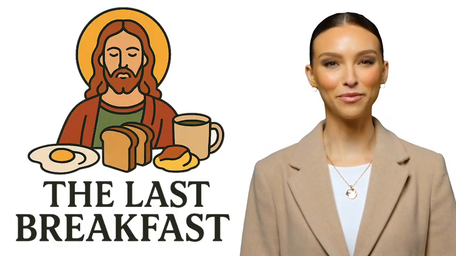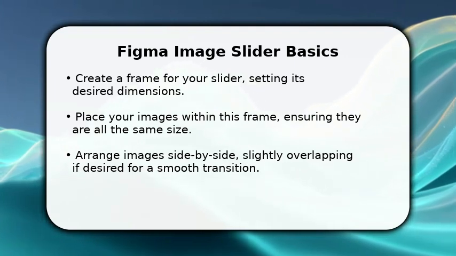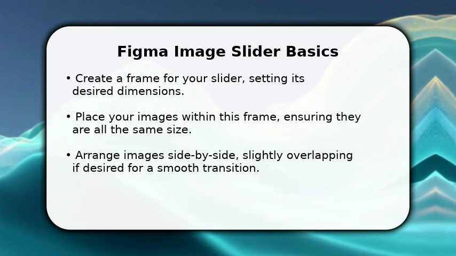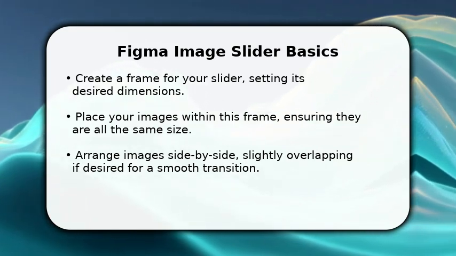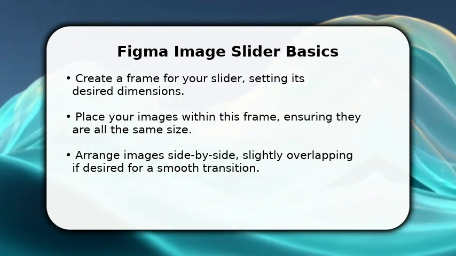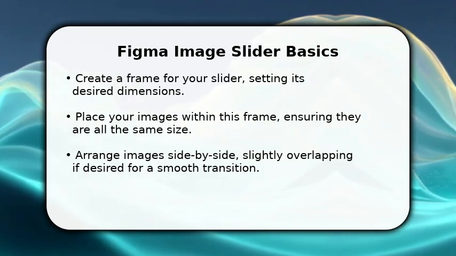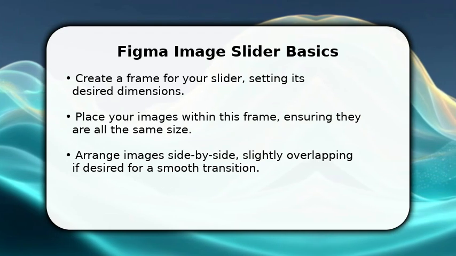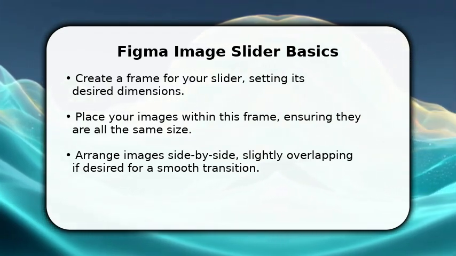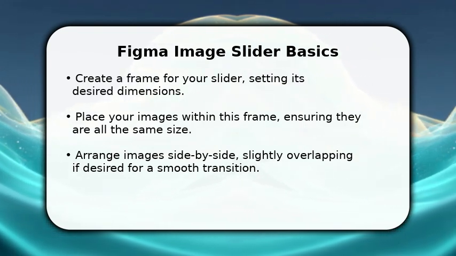Please enjoy the video. In this video, I will show you how to make an image slider in Figma. First, begin by creating a new frame in Figma, which will serve as the container for your slider. Make sure to set its width and height to your desired dimensions, perhaps a common aspect ratio like 16 by 9. Next, import your images and place them inside this frame, ensuring each image is exactly the same size for a consistent look. Arrange them horizontally, one after another, ready for the next step.